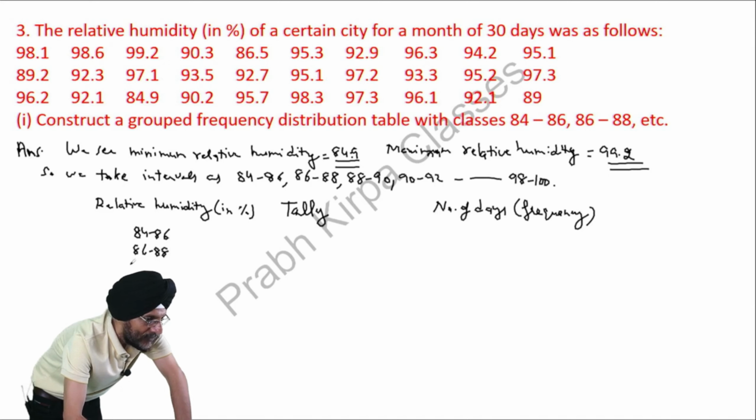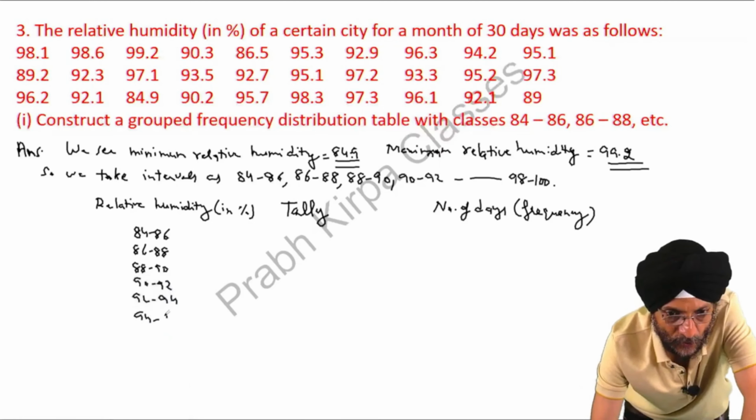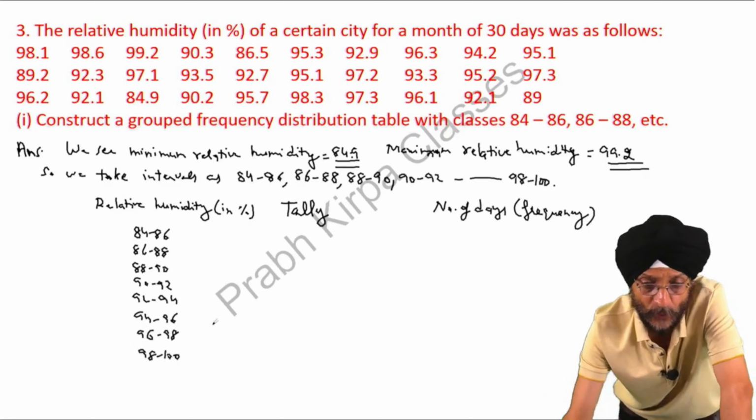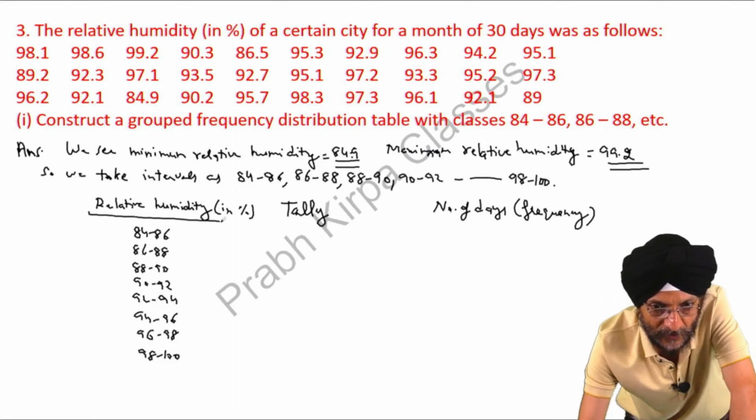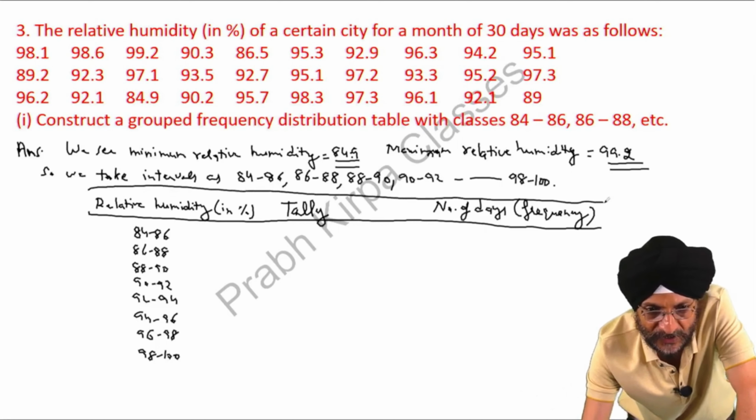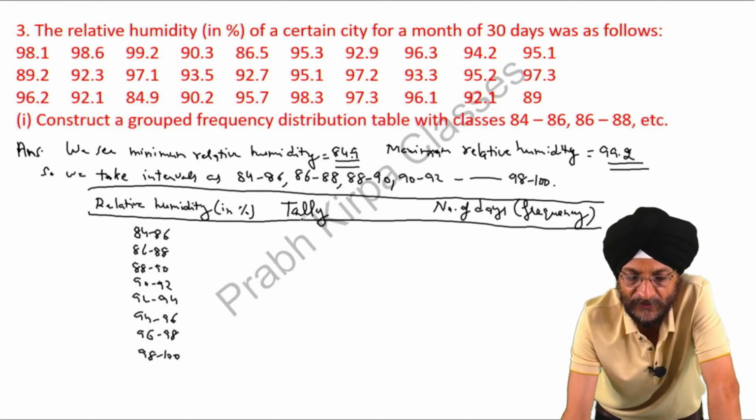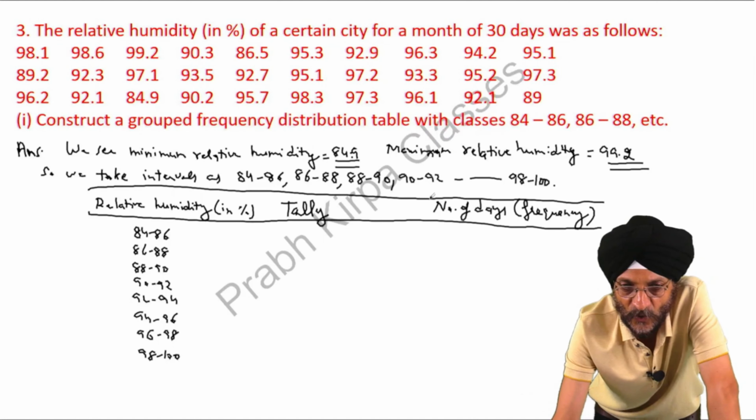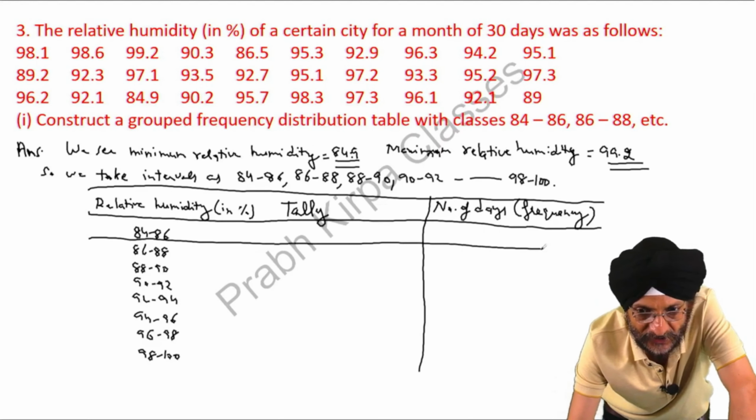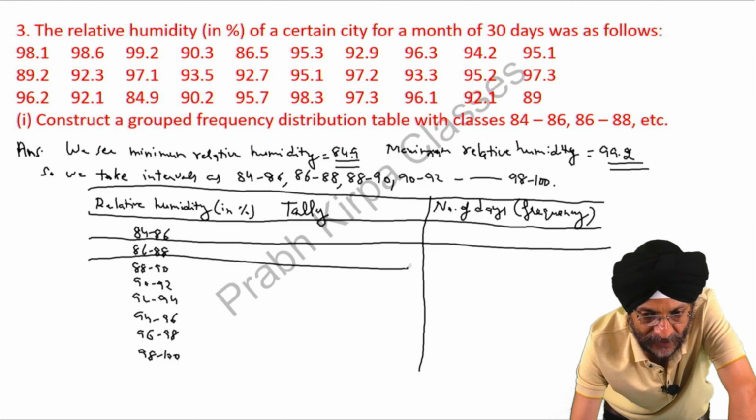Now here we will write the class intervals: 84 to 86, 86 to 88, 88 to 90, 90 to 92, 92 to 94, 94 to 96, 96 to 98, 98 to 100. Up to 100 we will have to form the table. Here is the table we are constructing, in which we have taken three columns. First is relative humidity, second is tally, where we will do counting, and at the last we will mention the total of all the days.